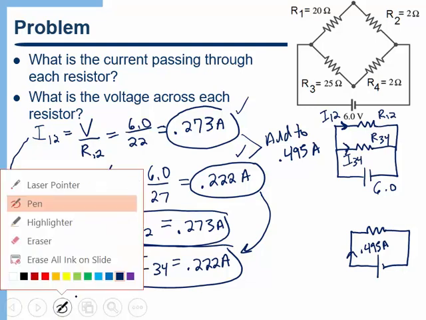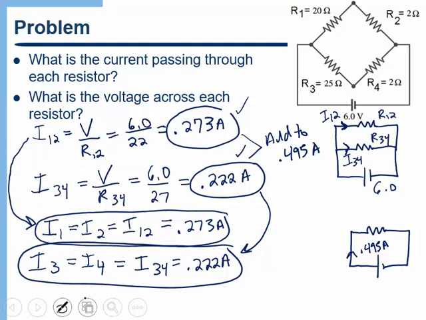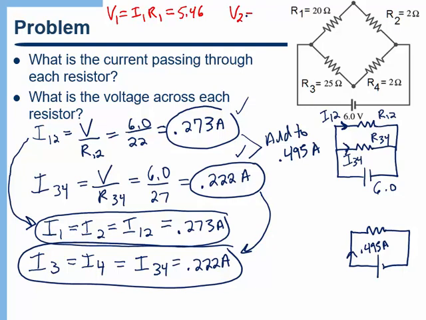We know that voltage is equal, I'm going to write it up here because the bottom of the slide doesn't work very well. So V1 is just going to be I1 times R1, and V2, V3, and V4 are going to be the same thing. I'll just tell you what I got. When I did V1, I got 5.46. For V2, I got 0.546. And by the way, these are volts.